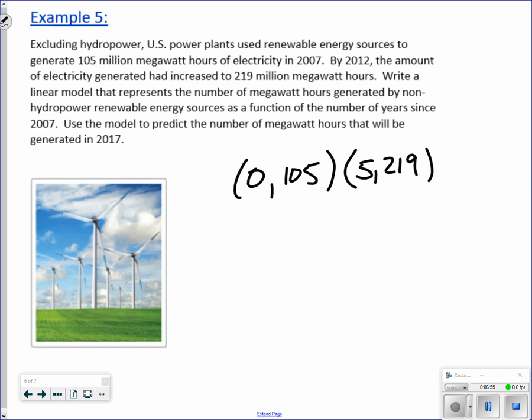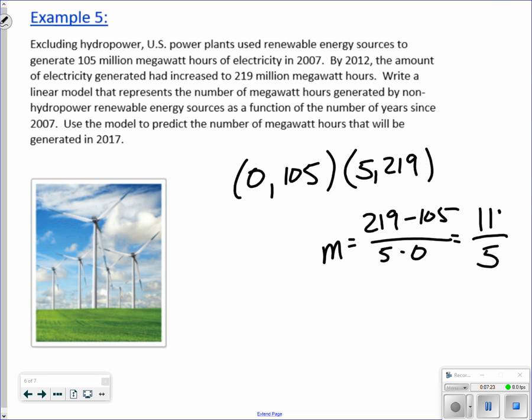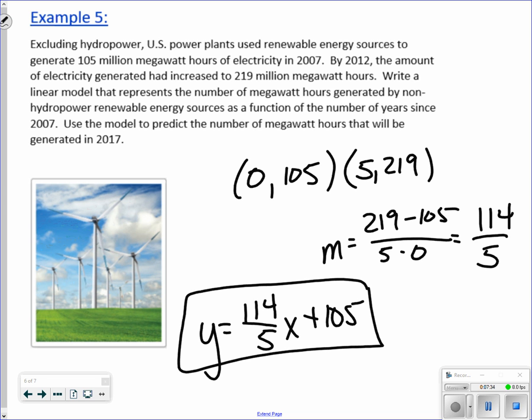I can write a prediction model based on these two situations. I have the y-intercept, and I can find the slope. So 219 minus 105 over 5 minus 0. Again, it doesn't matter the order as long as you're consistent. So I went with 219 first on the top. So 219 minus 105 would be 114. And so now, writing the equation, y equals 114/5 x plus 105. Again, the y-intercept.